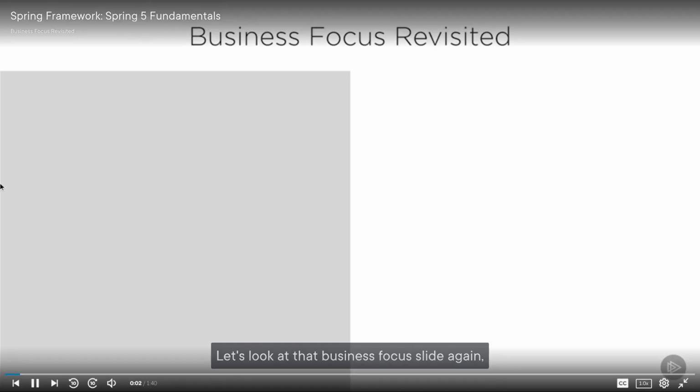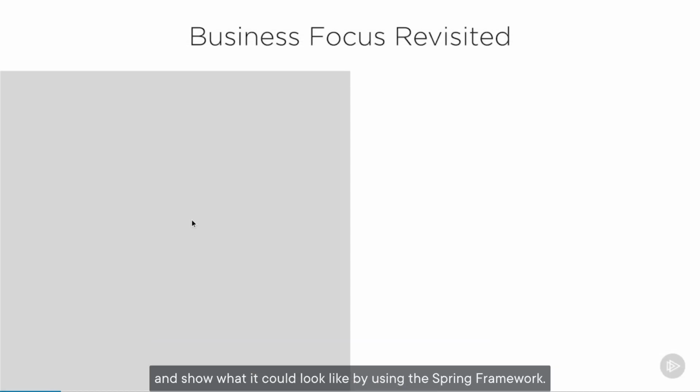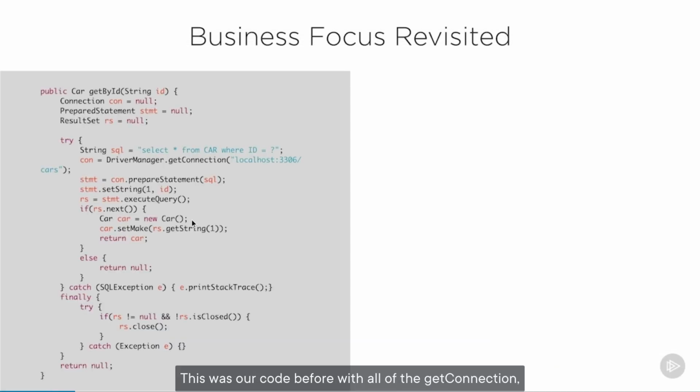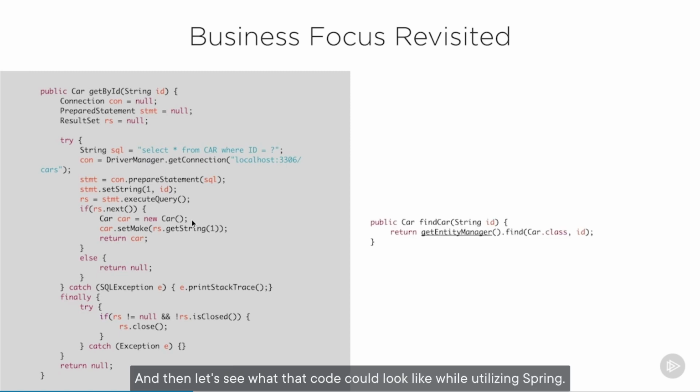Let's look at that business focus slide again, the JDBC code that we had looked at earlier, and show what it could look like by using the Spring framework. This was our code before with all of the get connection, driver manager, prepared statement stuff, that huge finally block that essentially does nothing but close connections for us. And then let's see what that code could look like while utilizing Spring.